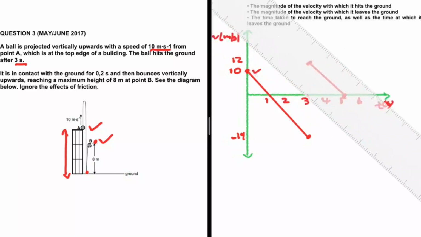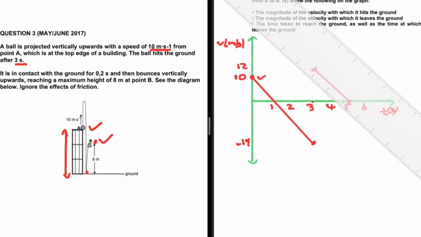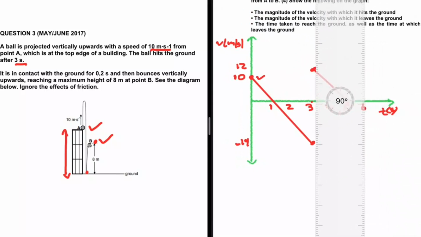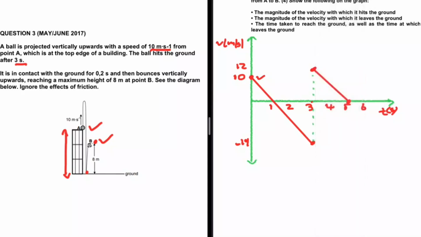We have to join the 2 lines with a dotted line. So something like this. Right, there we go. This is our velocity time graph.